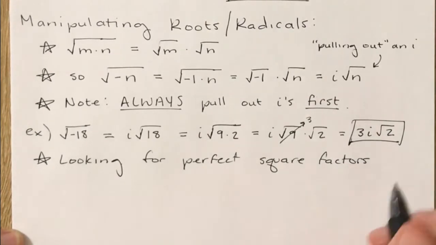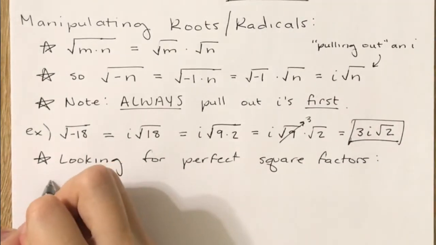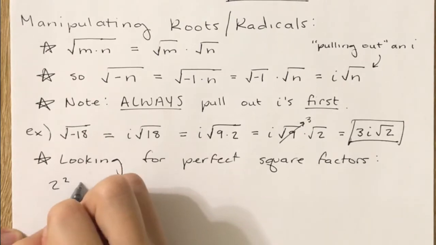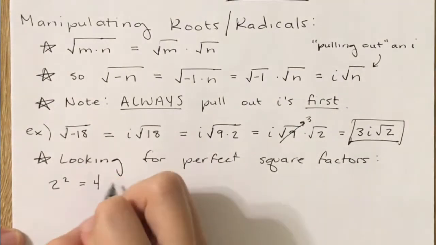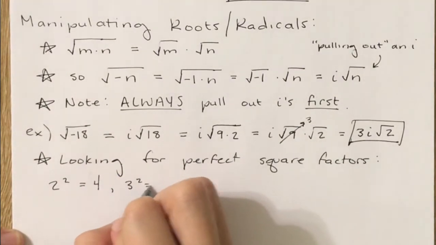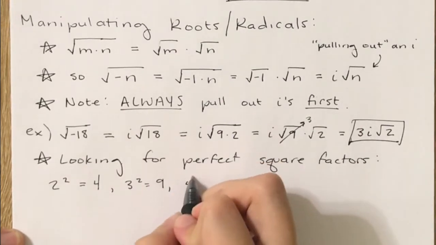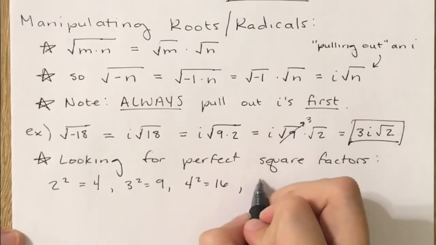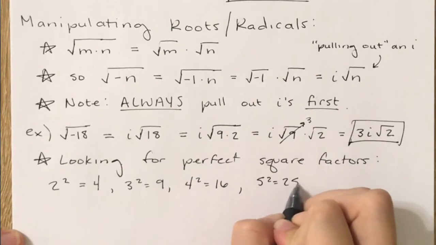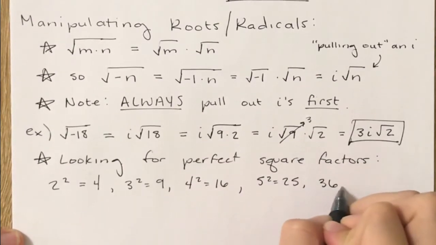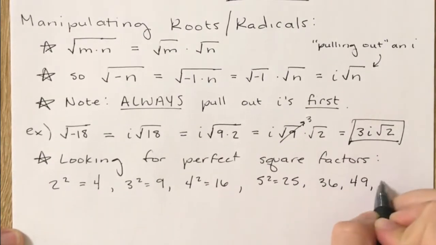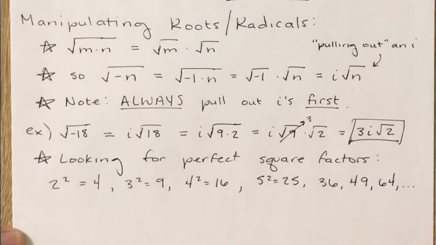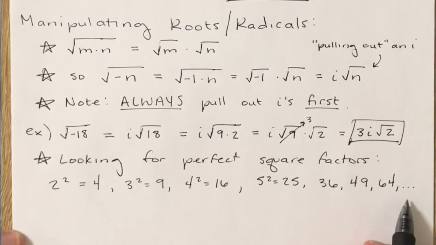What are perfect squares? Well, anything squared, right? So 4, 9, 16, 25, 36, 49, 64, etc. These are all perfect squares.